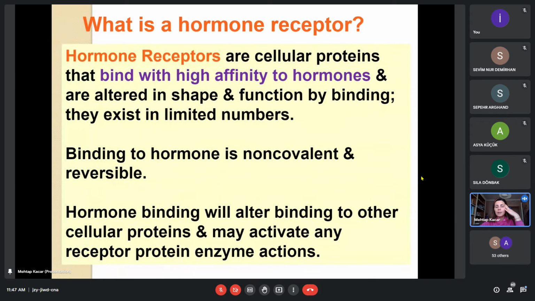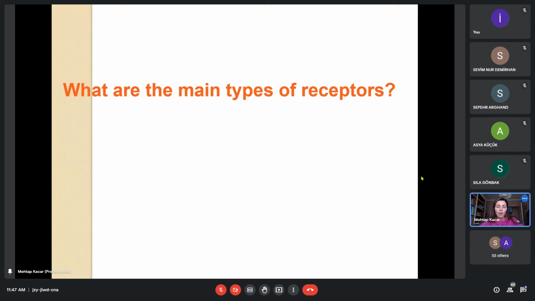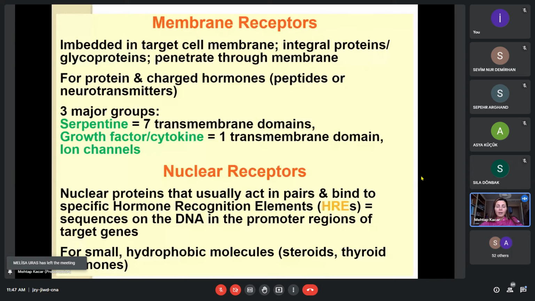Hormone receptors are cellular proteins. They are localized on the cellular membrane, sometimes in the intracytoplasmic area, sometimes on the nuclear membrane. Hormone binds these specific cellular proteins and later leads to a change in the conformation of these proteins and starts some molecular pathways. You can see here membrane receptors. Membrane receptors generally we can divide into three different major groups. Serpentine family, growth factor cytokine family that have one transmembrane domain, and ion channels.